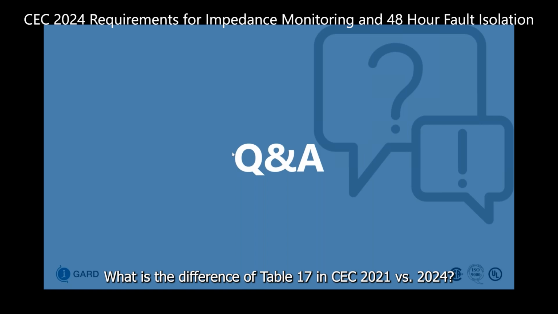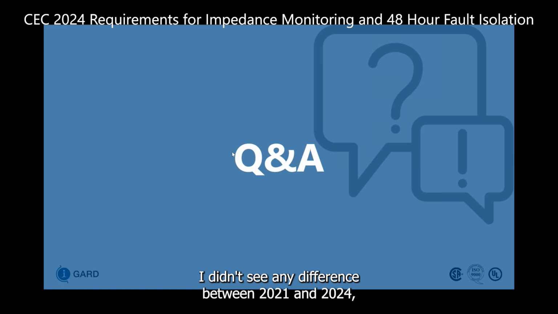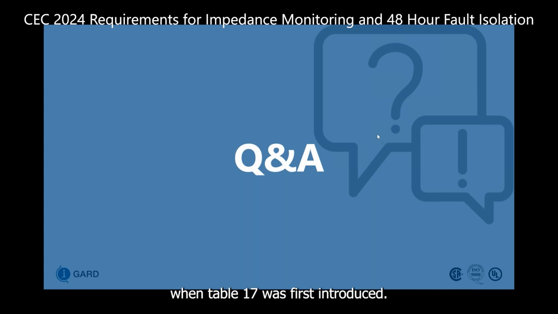What is the difference of Table 17 in CEC 2021 versus 2024? I didn't see any difference between 2021 and 2024, but there was a big difference between 2018 and 2021 when Table 17 was first introduced.